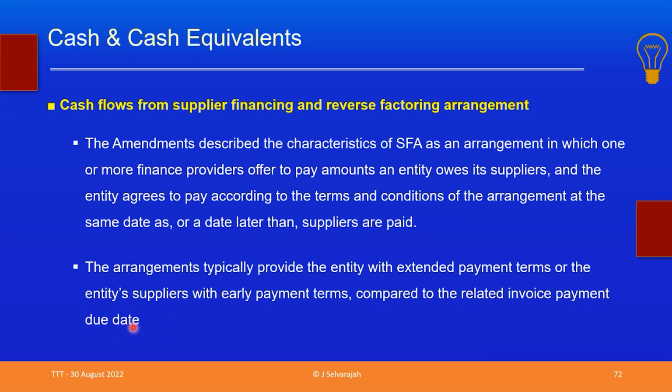Now, bankers do give these trade bills, but they are not as flexible as this. So this is more popular. The arrangement typically provides the entity, the company, with extended payment terms or early payment terms. You can pay earlier and get a discounted value compared to the invoice payment due date.